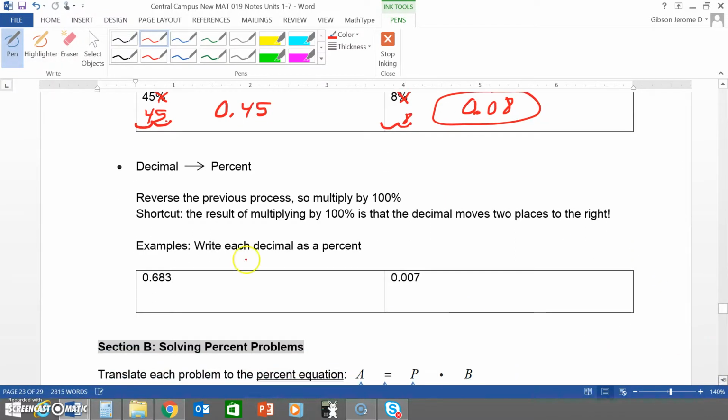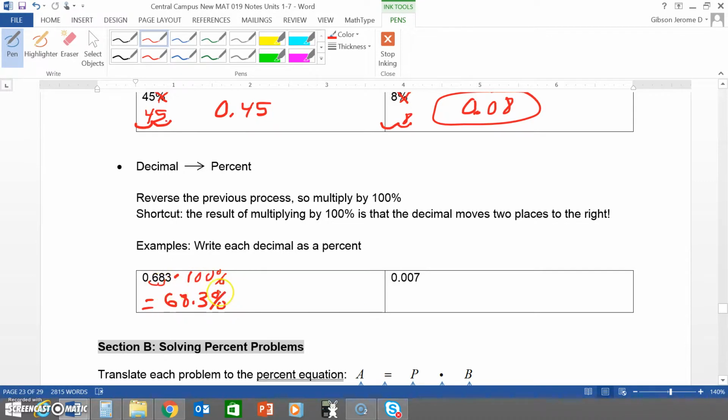Now, going from a decimal to a percent, it says reverse the previous process, so multiply by 100%. Shortcut, the result of multiplying by 100% is the decimal moves 2 places to the right. Examples, write each decimal as a percent. Now 0.683, if we multiply that by 100%, we know multiplying by 100 will move the decimal 2 places to the right. That will give us 68.3. And then we'll put the percent sign at the end.